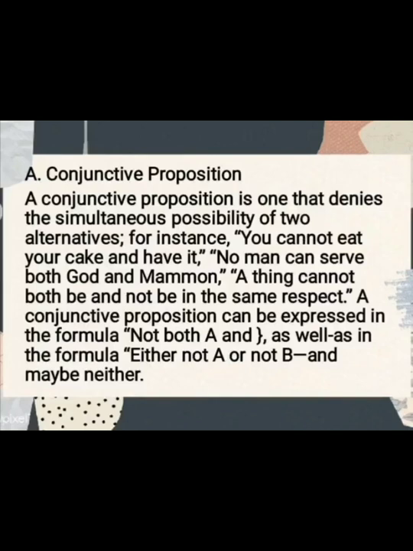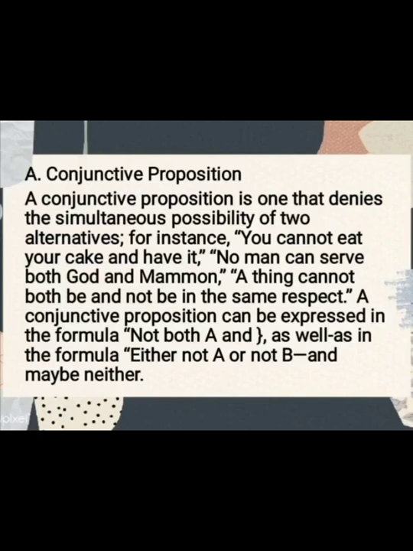A. Conjunctive proposition. A conjunctive proposition is one that denies the simultaneous possibility of two alternatives. For instance, you cannot eat your cake and have it. No man can serve both God and mammon. A thing cannot both be and not be in the same respect. A conjunctive proposition can be expressed in the formula "not both A and B," as well as in the formula "either not A or not B, and maybe neither."